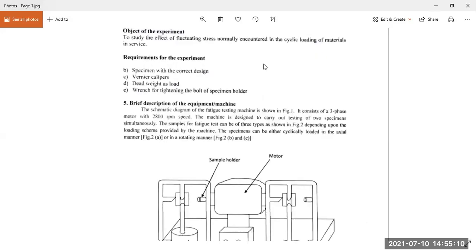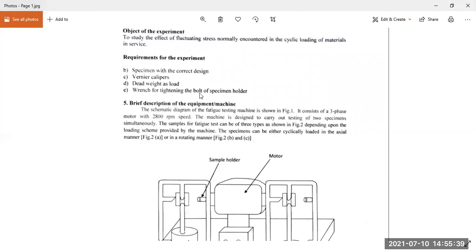Now, let us go through the experimental details. The objective of the experiment is clearly known to us: to study the effect of fluctuating stress normally encountered in cyclic loading of a material. Everything depends on how the material behaves against the fluctuating stress.